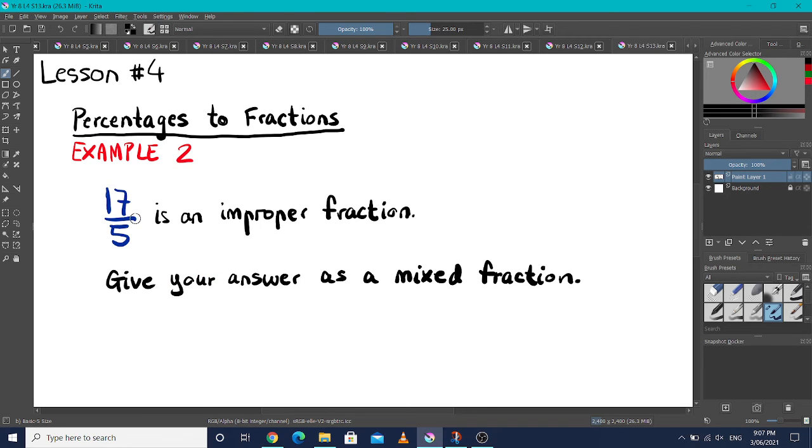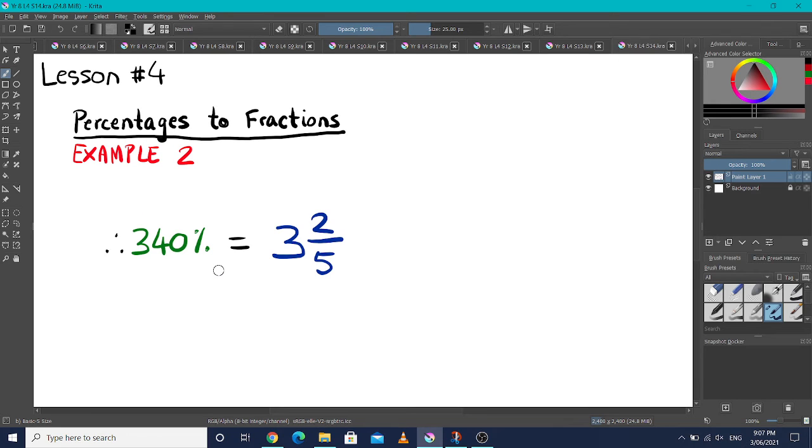Now, as we said, 17 over 5 is an improper fraction, which we must convert to a mixed fraction to get our final answer. Go back to lesson 2 if you wish to revise conversion between fractions. So converted to a mixed fraction, 340% is the same as saying 3 and 2 over 5, or 3 and 2/5.